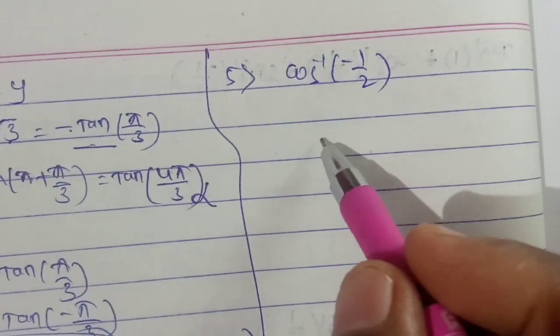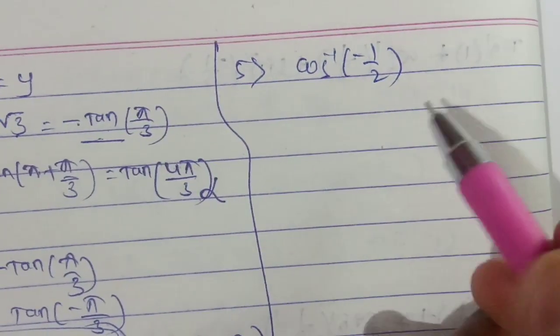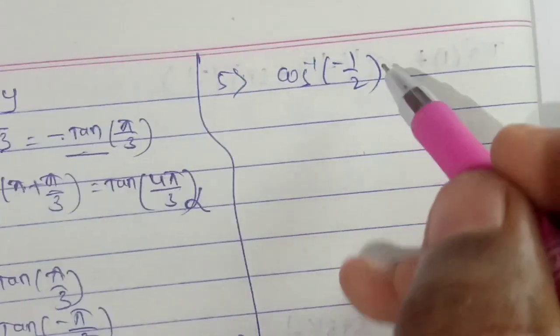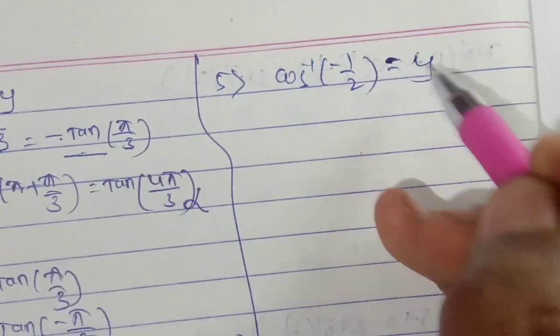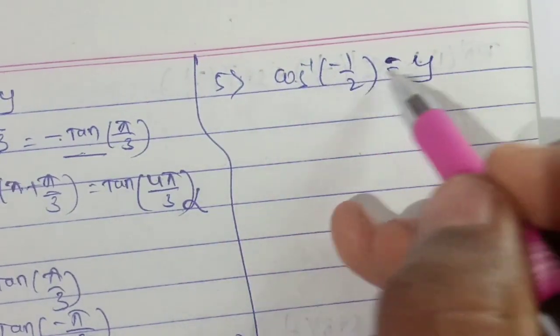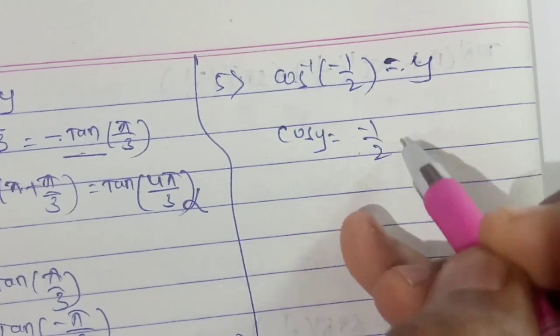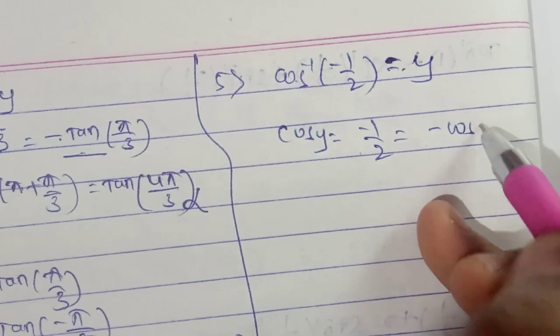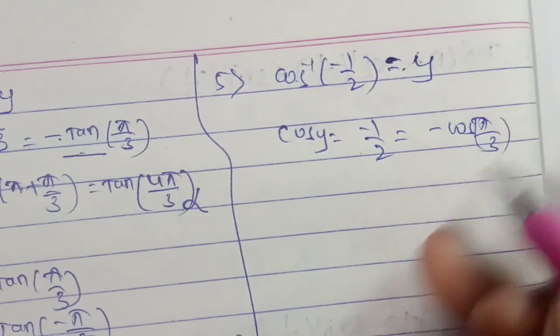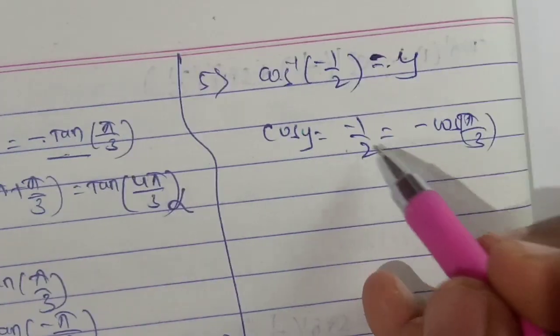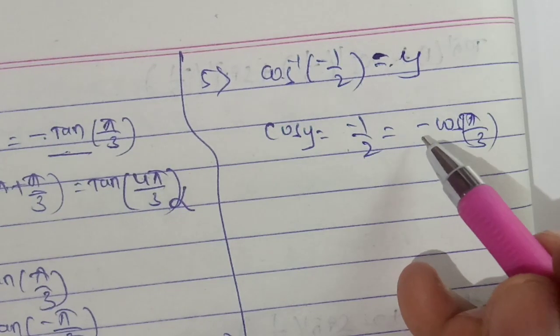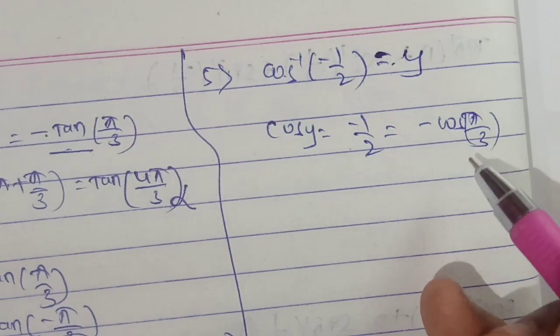Another question, we move on to the fifth question: cos inverse of minus 1 by 2. Here also I am going to take the same procedure. Cos inverse of minus 1 by 2 is equal to y, and I get cos y is equal to minus 1 by 2. This is minus cos pi by 3. It means cos 60 value is 1 by 2, into the minus sign, I get minus 1 by 2.